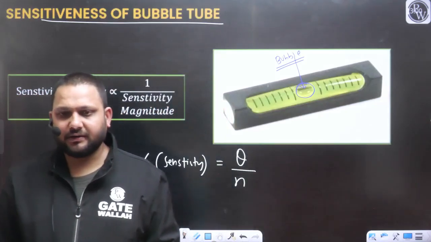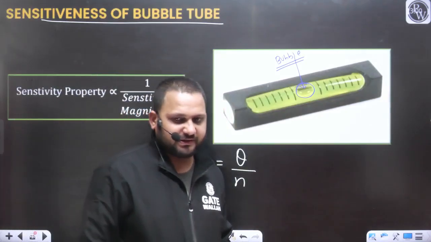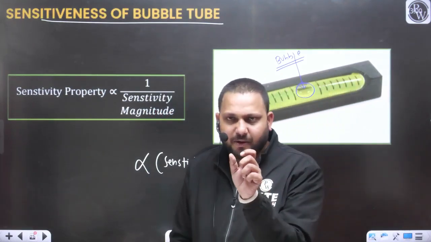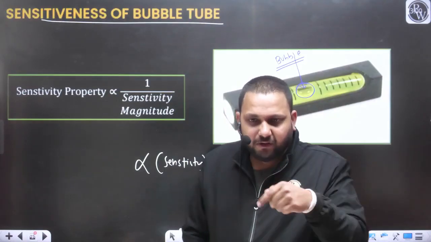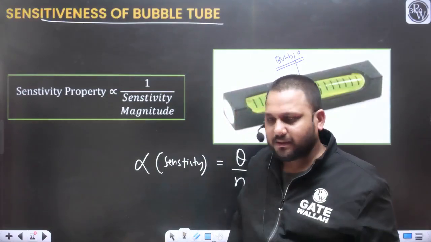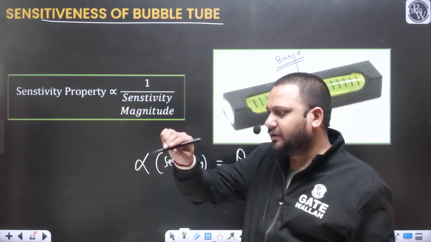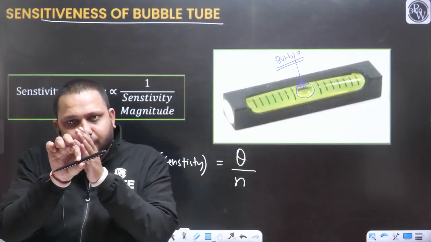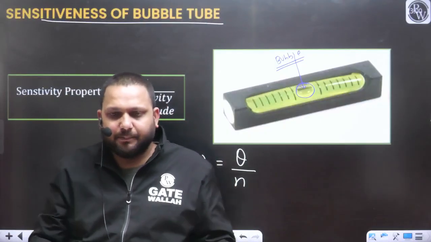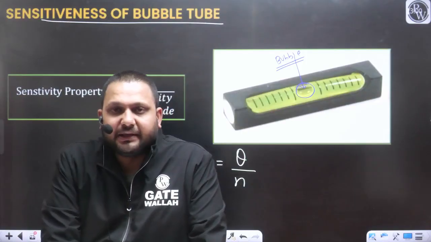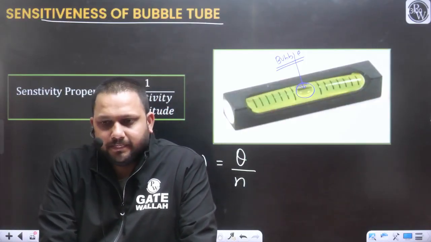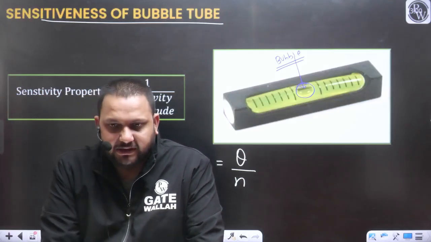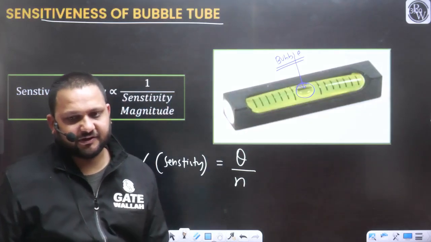I hope the definition of the sensitivity is clear to everyone. Just to move your bubble one division, what is the rotation required that we are going to provide to this bubble tube so that the bubble will move one division? With the help of this we can define the magnitude of the sensitivity.